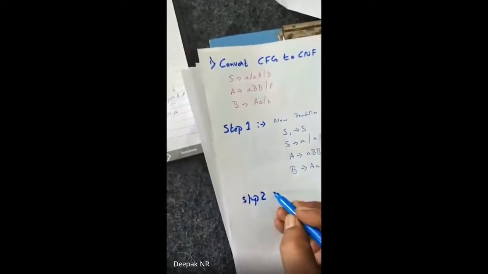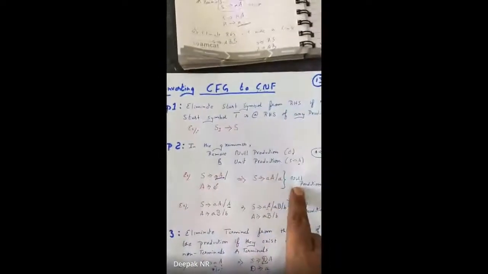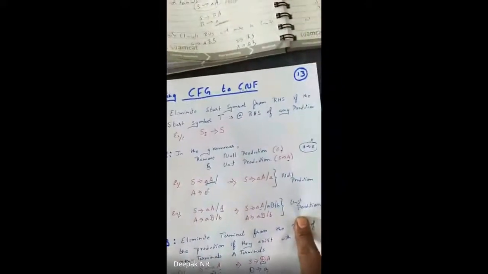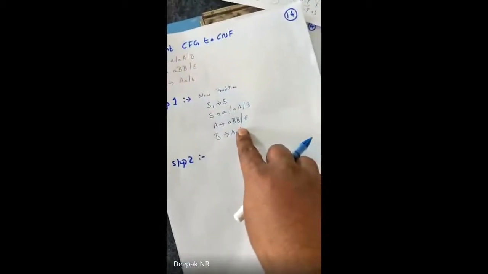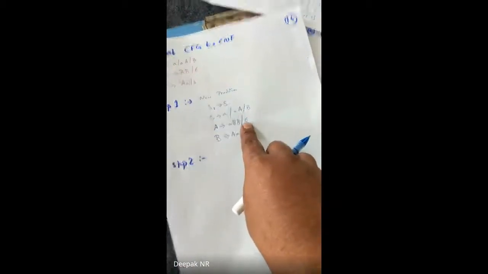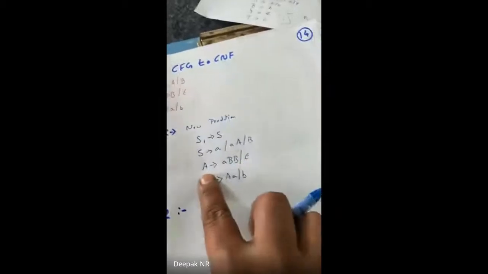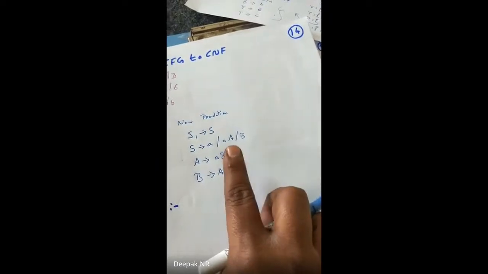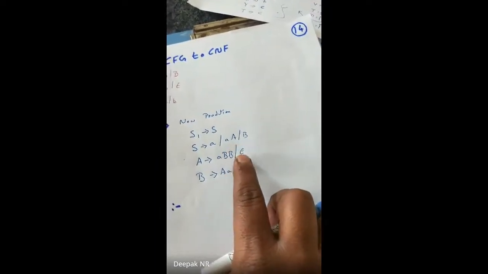And let me go with my step 2. What does my step 2 say? Step 2 says remove a null production and a unit production. So I have to remove these two. Clear? Then where is a null production? My null production is at this place, A tends to epsilon. So I will be replacing this with A. Clear, guys?